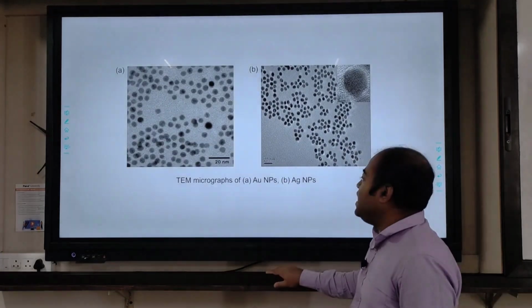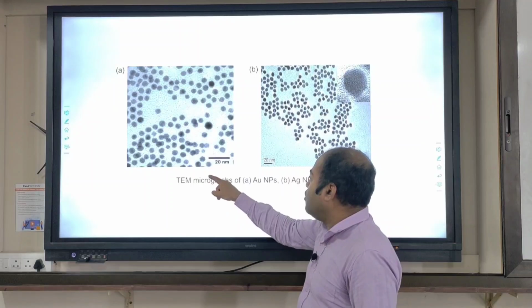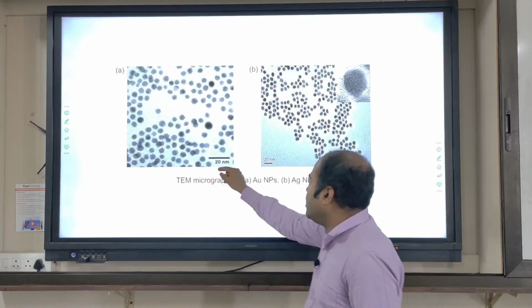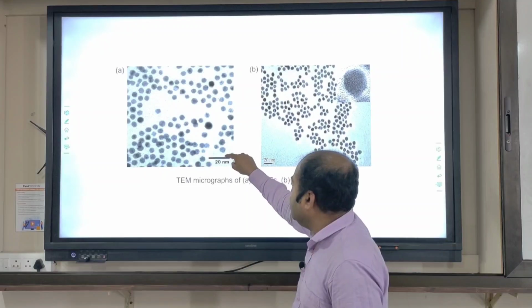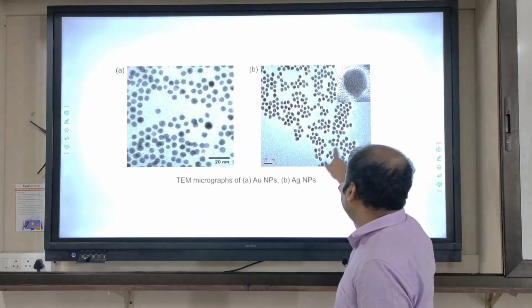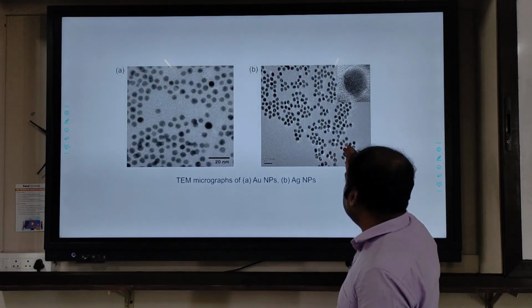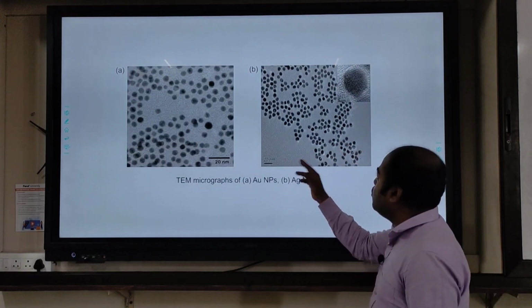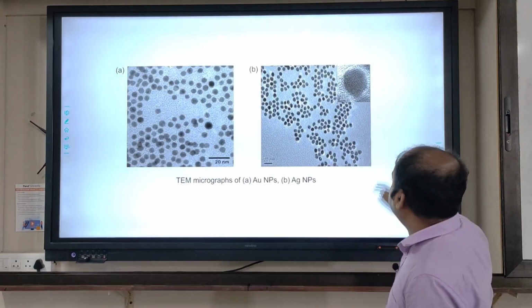Now these two are TEM micrographs, transmission electron microscopic images. On the left are the gold nanoparticles, and we can see that the nanoparticles are well below 10 nanometer, with an average particle size of 5 to 6 nanometer, and these are the silver nanoparticles. Here also they are of sub 10 nanometer size, so both of them are actually quantum dots.